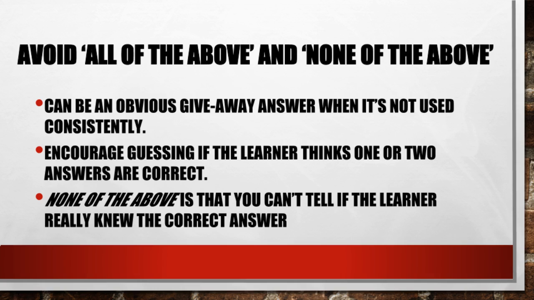Here's why. All of the above can be an obvious giveaway answer when it's not used consistently. Also, the all of the above option can encourage guessing if the learner thinks 1 or 2 answers are correct. The downside to none of the above is that you can't tell if the learner really knew the correct answer.